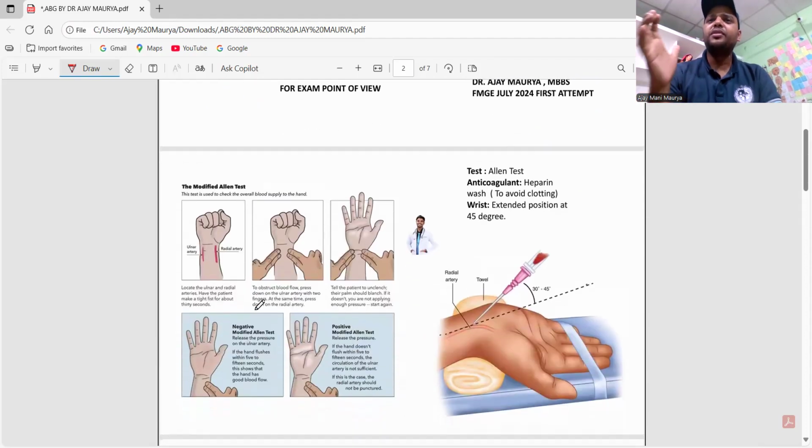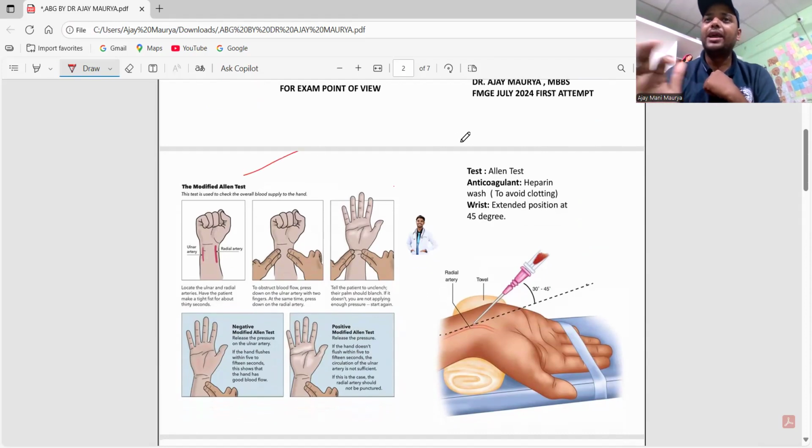Before performing the arterial blood gas, before collecting the sample, we must do the Allen test. The Allen test is done before collecting the sample, because in the emergency setting we are unable to perform it. Actually, we have to perform this one. I think everyone knows about the Allen test.